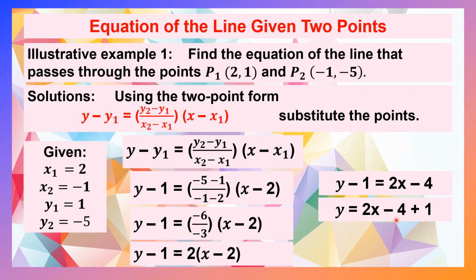Simplifying this, negative 4 plus 1 is equal to negative 3. So, we have now y equals 2x minus 3. Thus, the equation of the line passing through these 2 points here is y equals 2x minus 3.